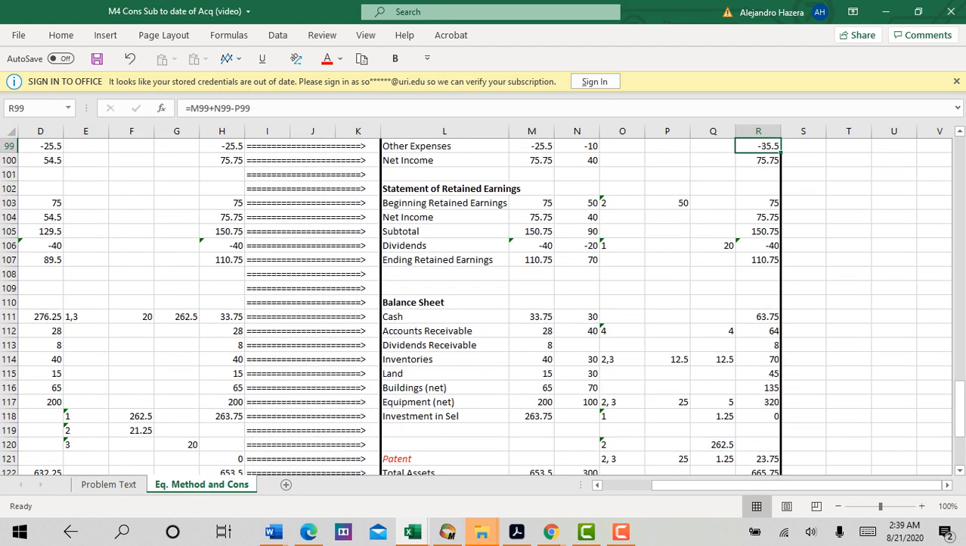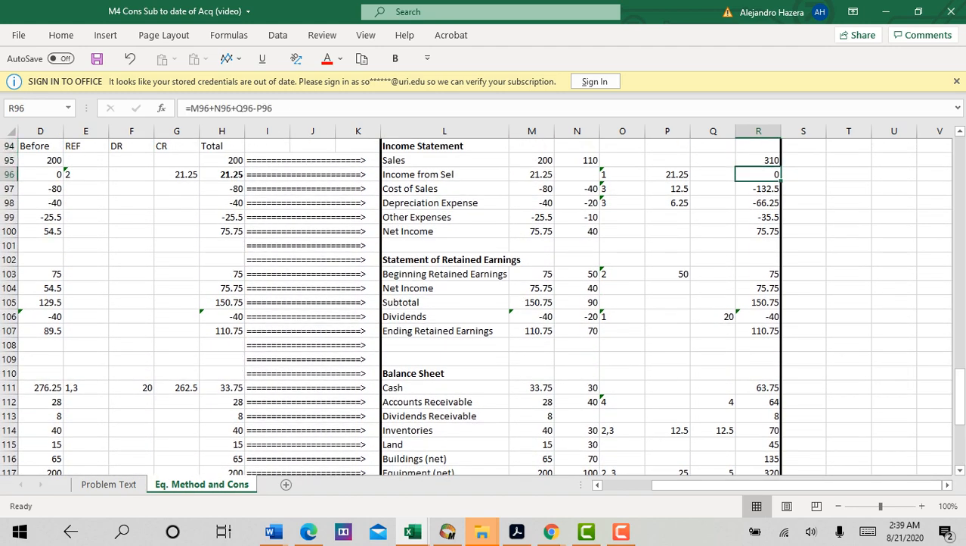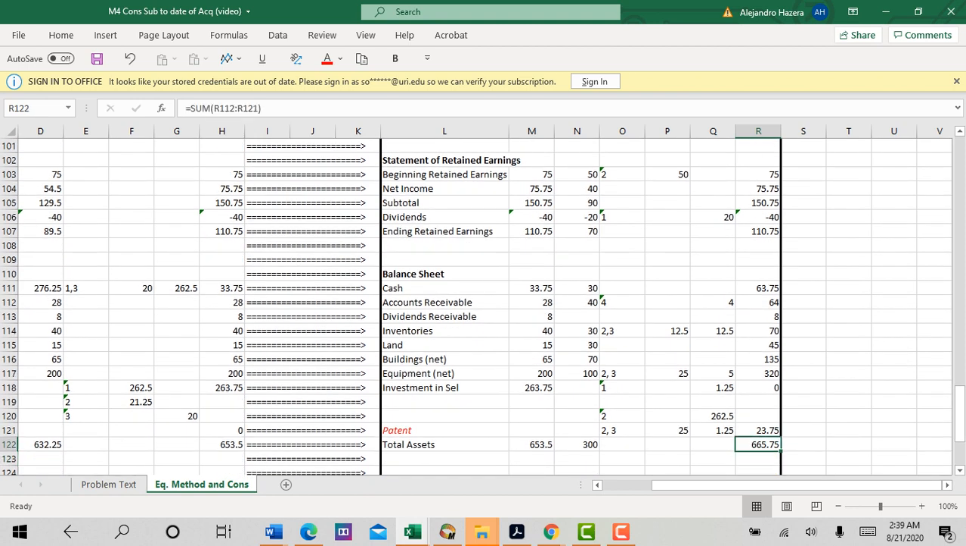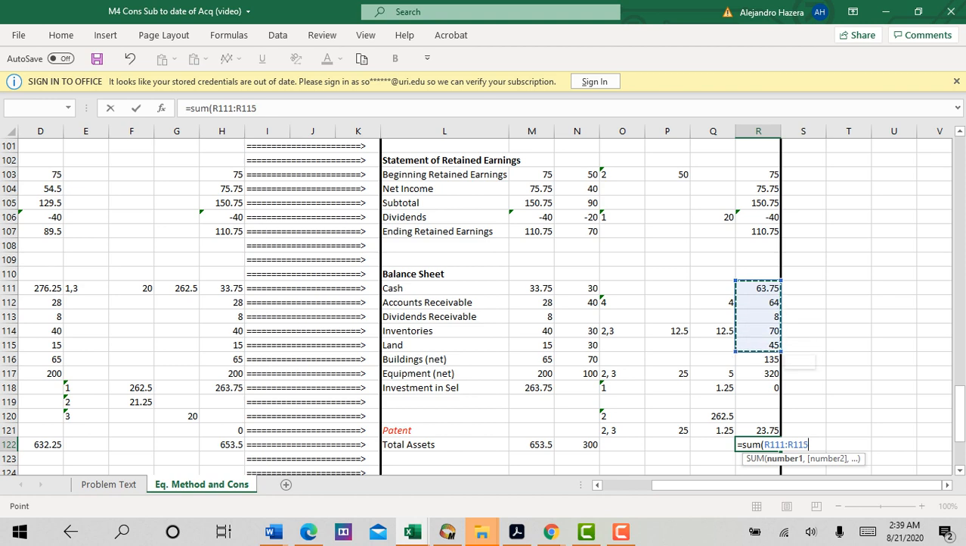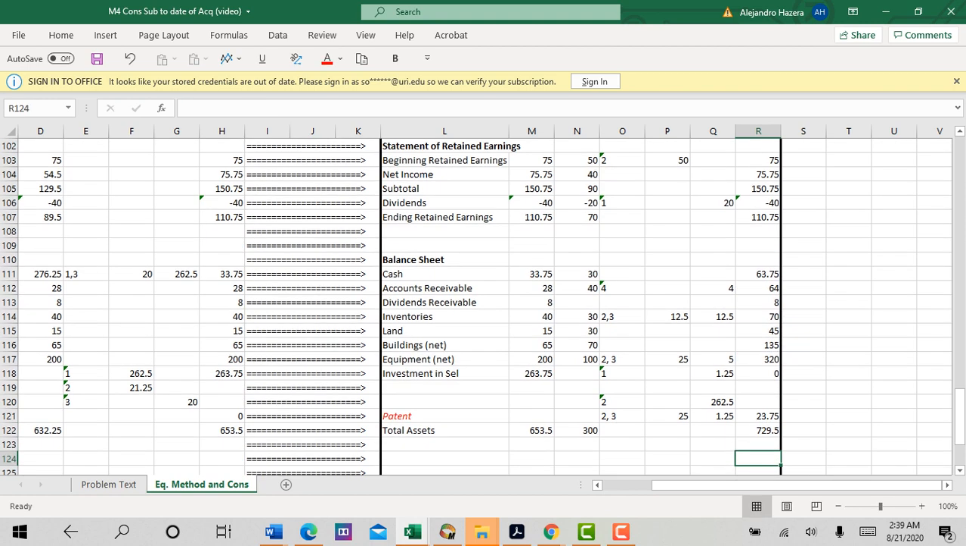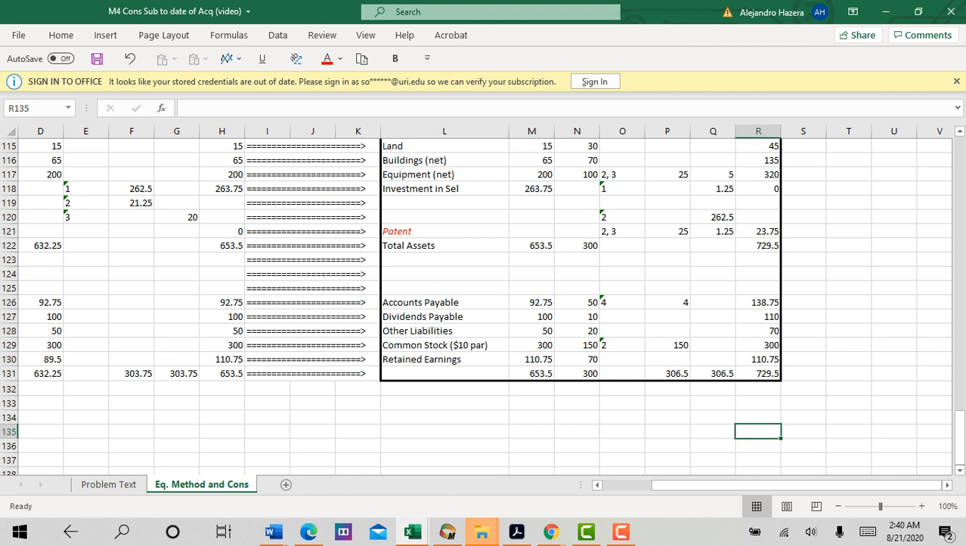Just going to review this. Those equal there. Oh, I left cash out of here. Too quick on this one. Yep, I left the cash out of there. 729.5. So we're perfect. We balance out.